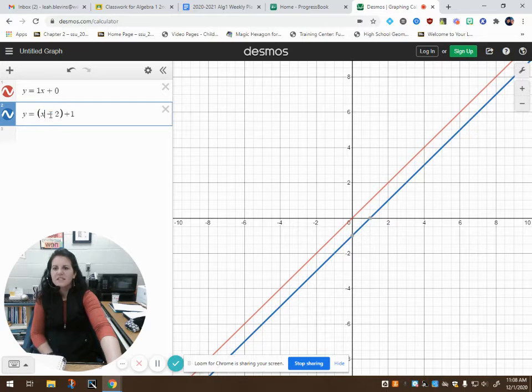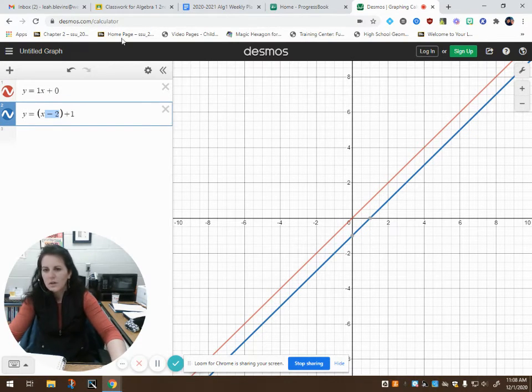So what happens inside of the parentheses tells me if it shifted left or right. What happens outside the parentheses tells me if it shifts up or down. So inside the parentheses is known as the horizontal translation. So we have a formula that we use for this.